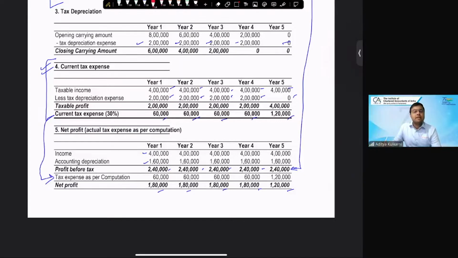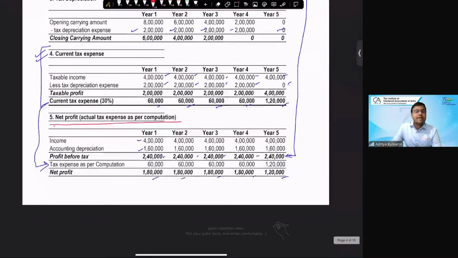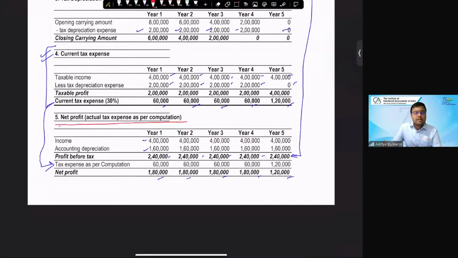Or what is something abnormal that is happening? If you look at this particular table, there is something which is quite abnormal. What is it? The net profit is different because of the difference in accounting depreciation and tax expense depreciation, sir.